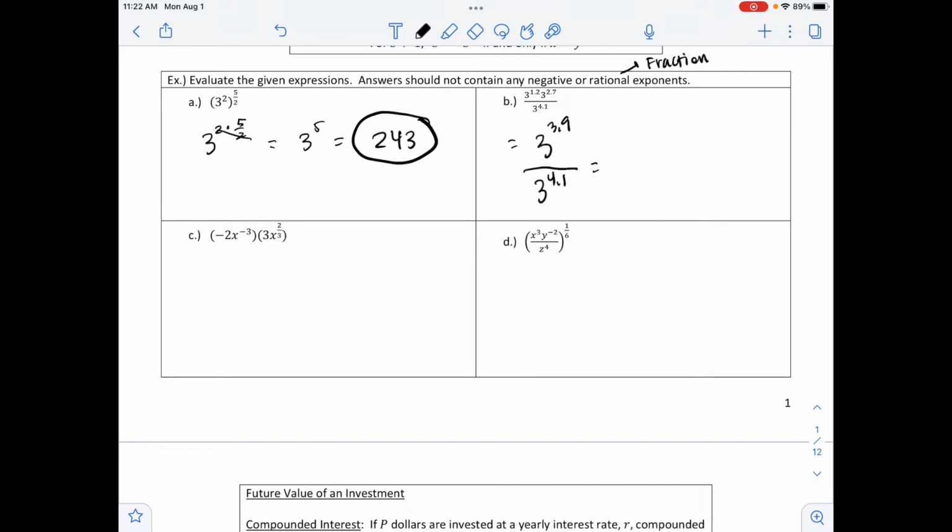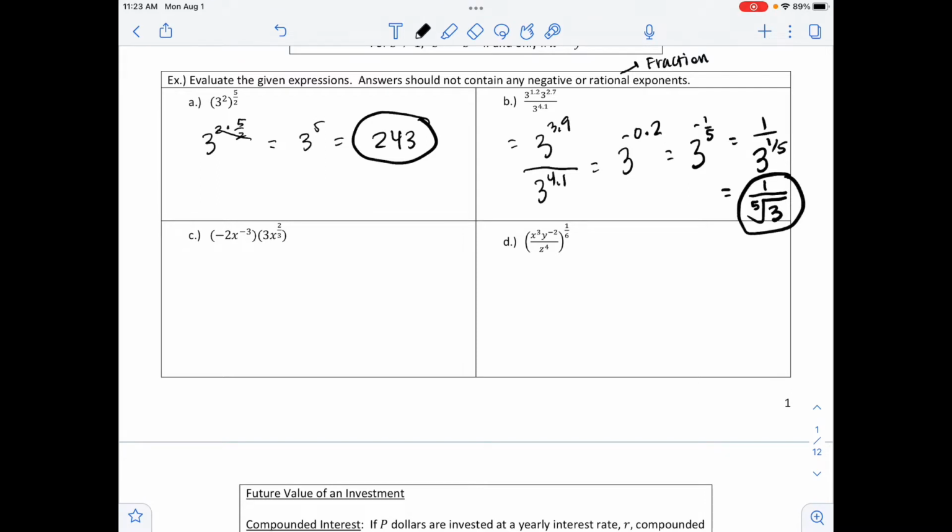From here we would subtract these, again using our properties listed up above. Subtracting these, we have 3 to the 3.9 minus 4.1, which is going to be 3 to the negative 0.2, which is going to equal 3 to the negative 1/5. If we write that as a fraction exponent or as a rational exponent, since it's negative, this would move to the denominator. And that 1/5 is the same thing as a 5th root. So this would be the same as 1 over the 5th root of 3. And that would be our final answer.